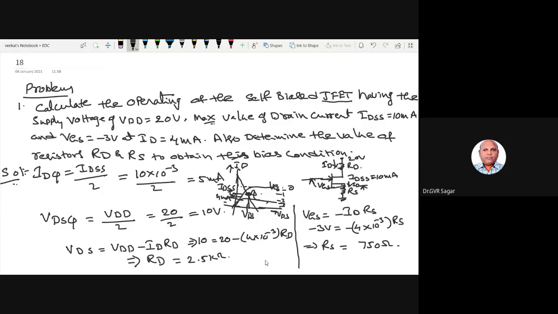Now, IDSS by 2. So this becomes 5 milliamps. And VDS is the maximum by 2. That is 10 volts, right?